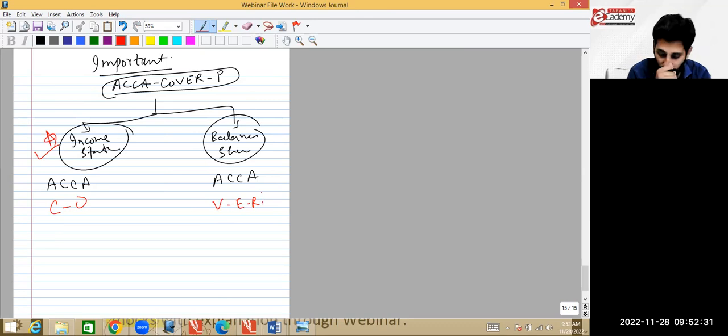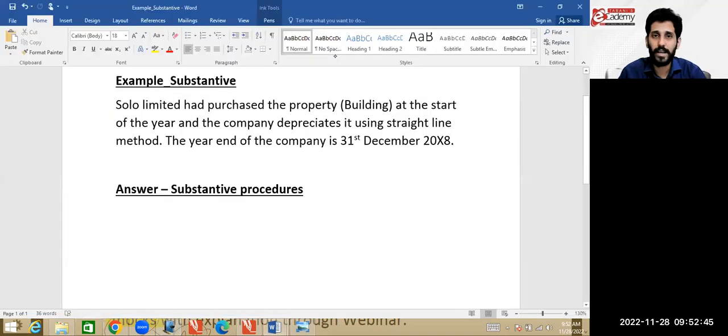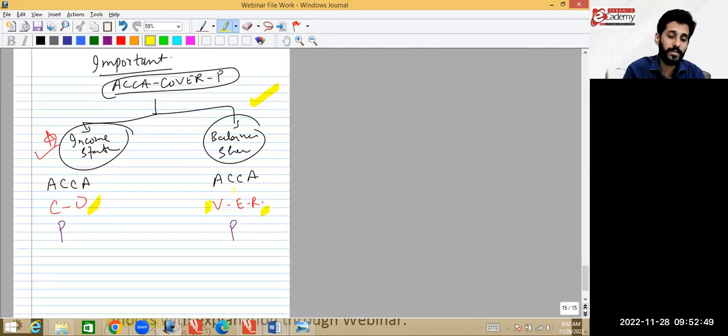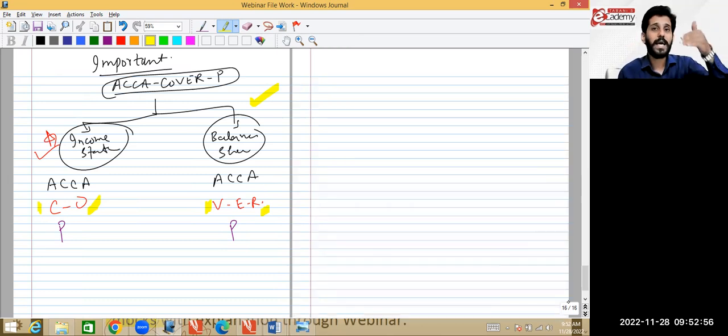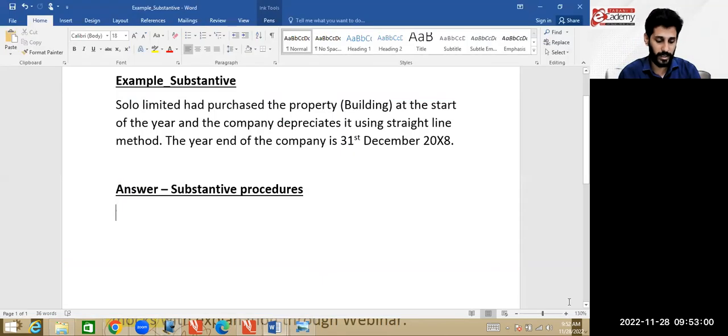Now, I am giving you a very quick and very important hint for the answer drafting. P is for all. These are the assertions purely related to the balance sheet. And the case which I have written as an example is a case of a balance sheet. That means VER, valuation, existence, rights and obligation, is the strong assertion for a balance sheet item. Now, let's come on to this case study.